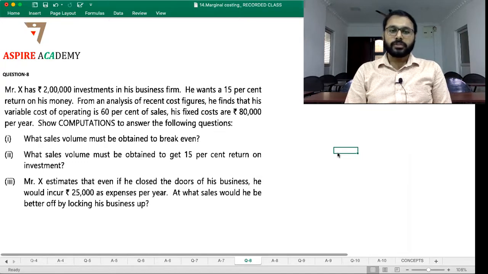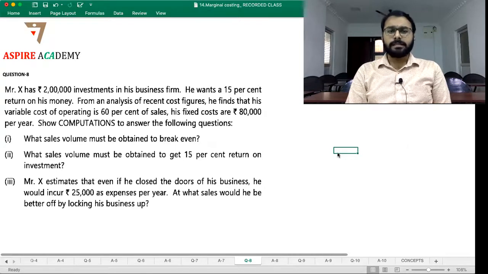Show computations to answer the following questions. So you have 3 different questions to be answered. What sales volume must be obtained to break even? So simply the break even sales should be found out. What sales volume must be obtained to get 15% return on investment?